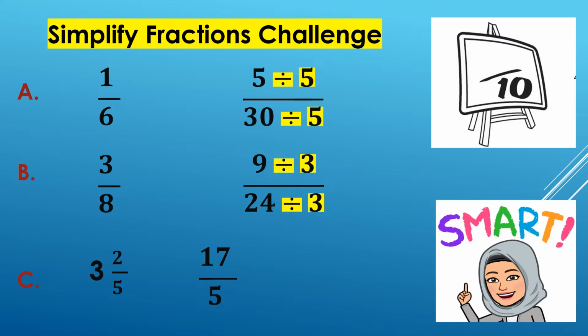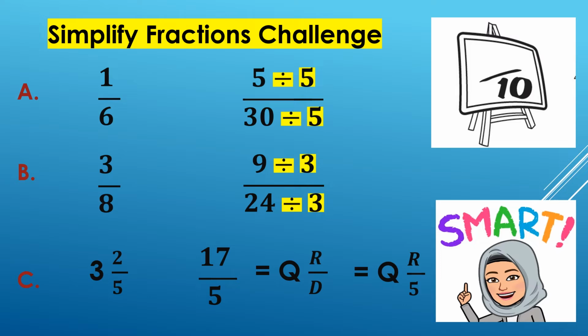17 over 5, I'm going to use the clock method. Remember the rule, QRD. Q is my quotient, R is my remainder, and D is my divisor. Remember, we will copy the divisor as is, and I'm going to divide 17 by 5.